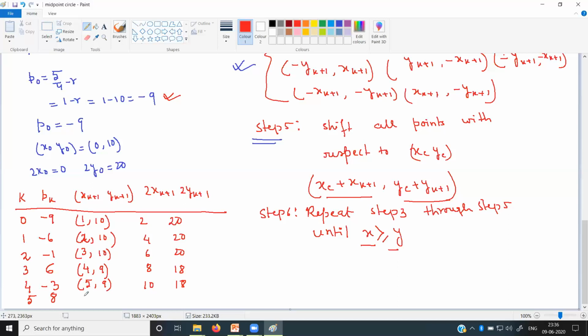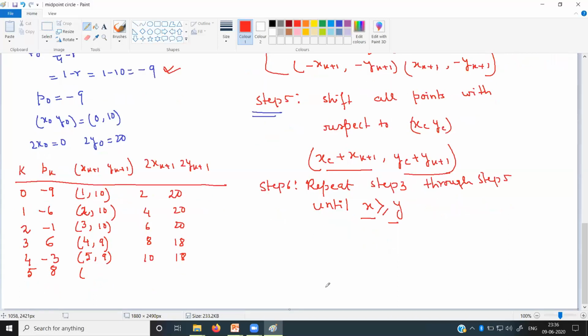So it will be 8, which is greater than 0. If it is greater than 0, I have to increase the x value by 1 and decrease the y value. So it will be 6, 8. Now we will compute this 12 and it will be 16. Now as pk is greater than 0, I have to compute the next decision parameter based on the second equation.